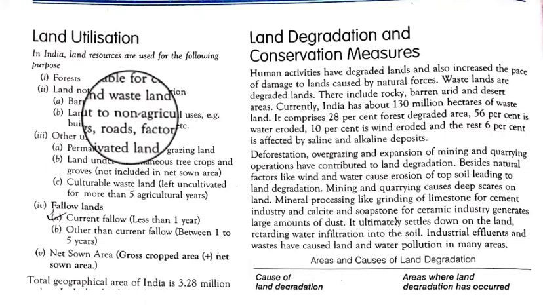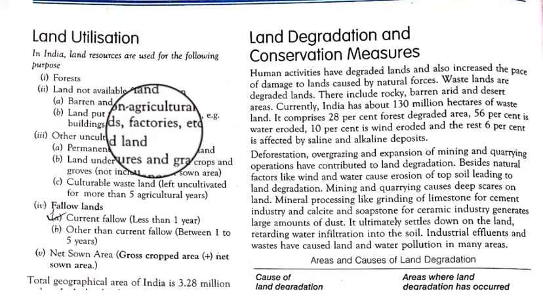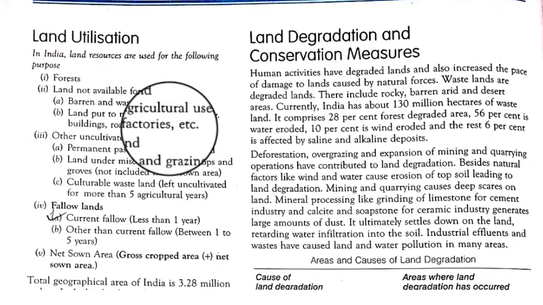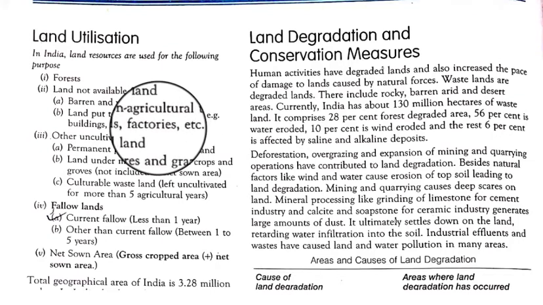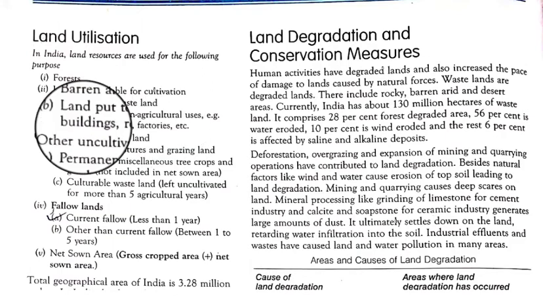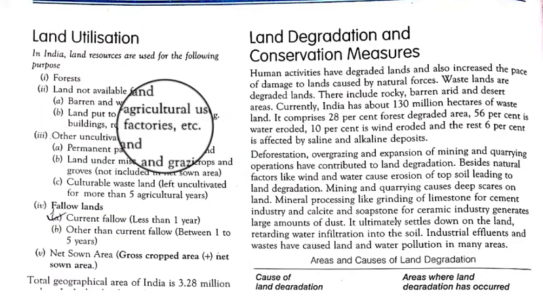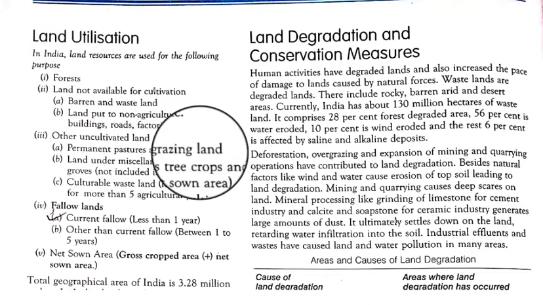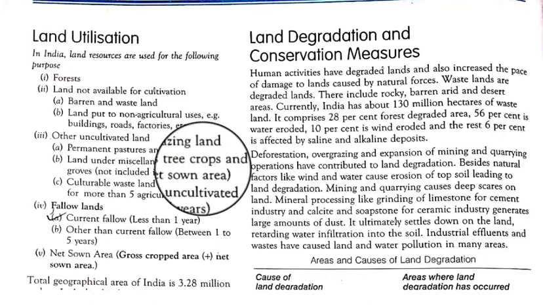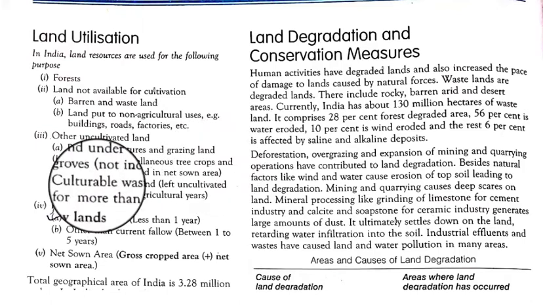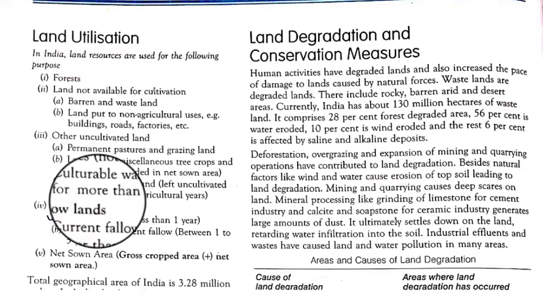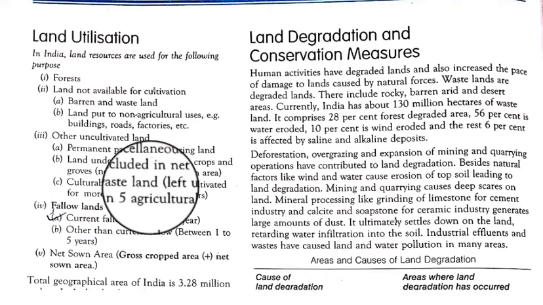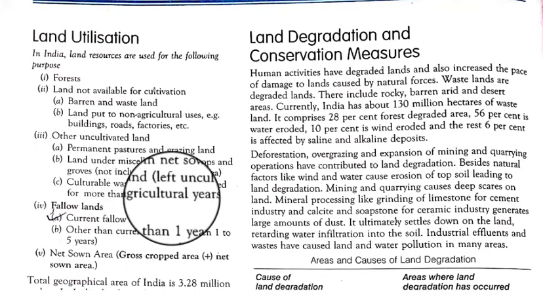Another is land put to non-agricultural use, where buildings, roads and factories are set up. They are also not usable for agriculture, as they are fixed for certain work. Next is other uncultivated land, such as permanent pastures and grazing lands, and land under miscellaneous tree crops and groves, which are also non-usable lands. Next are cultivable wastelands, which are also unable to be used for agriculture.